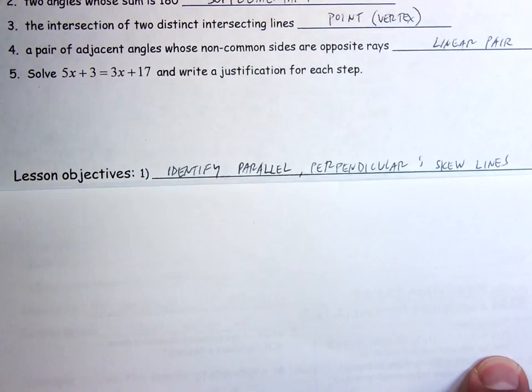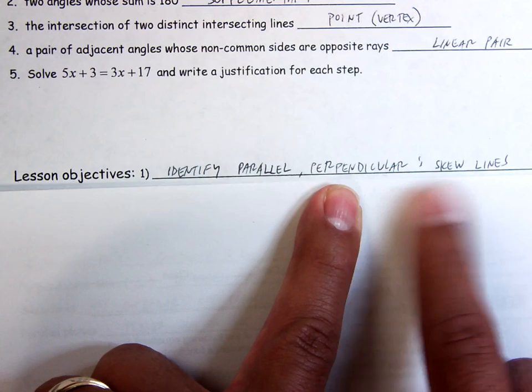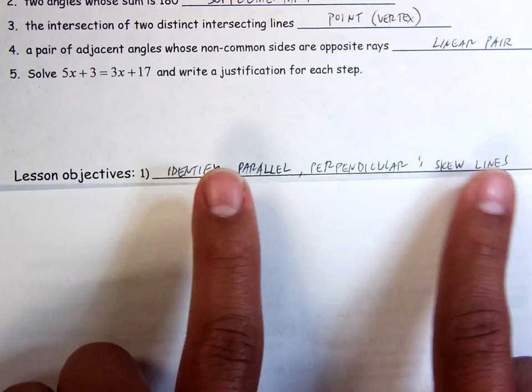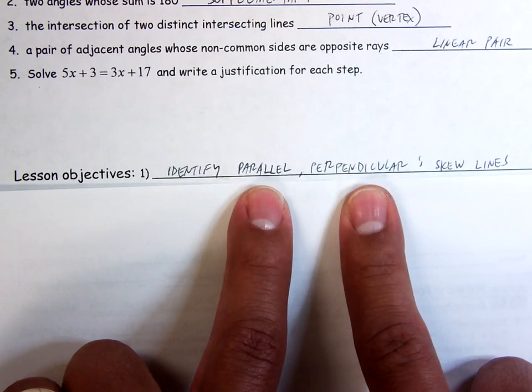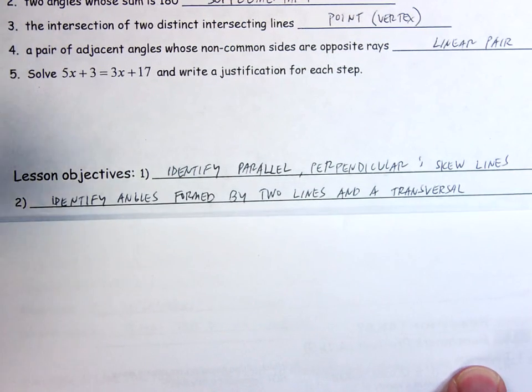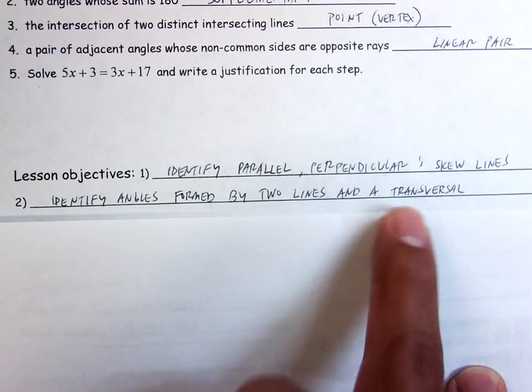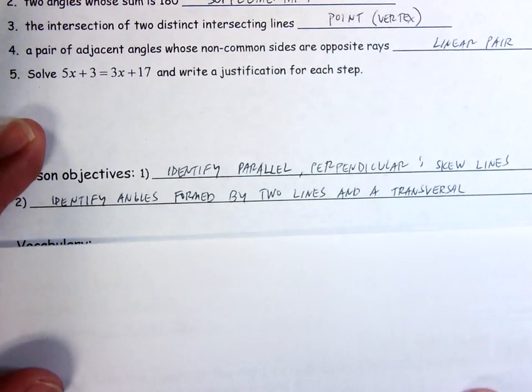This is stuff we have to know. We have to be able to identify parallel, perpendicular, and skew lines. Parallel and perpendicular, I think most of you guys know. Skew might be new to some of you guys. We also have to be able to identify angles formed by two lines and a transversal. And I'll talk about what a transversal is on the backside.